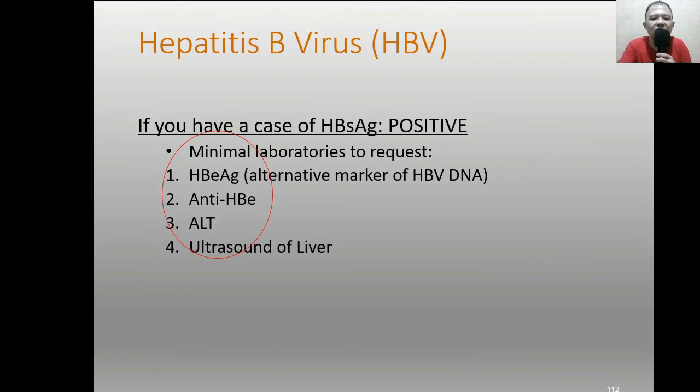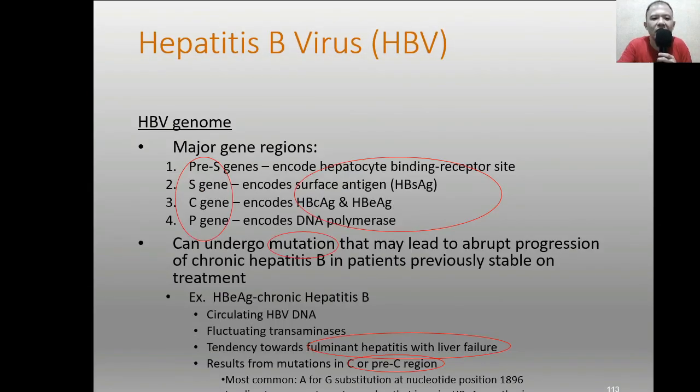So if you have a case of a positive HBs, these are the minimal laboratories to request. Why? HBe will tell us that the patient is infectious. Anti-HBe will tell us if the patient is not anymore infectious. ALT levels, and the ultrasound to check if the patient has already cirrhosis, or at least the severity of the hepatitis. And the genome, so very easy: S, surface antigen, S gene; C gene, core antigen; P gene, DNA polymerase.